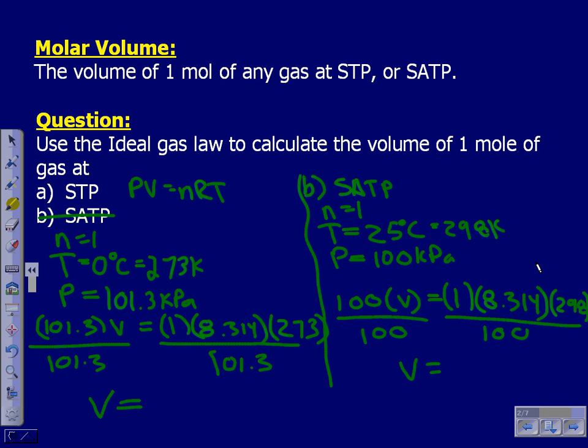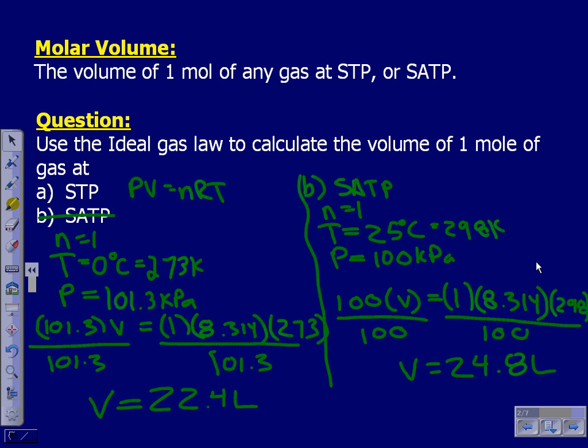Nick, which one are you giving me? STP? Yep. Very nice. I like that one. And the other one. Yeah, Nick, what do you got? I don't like 24.7. I'm hoping it would round to 24.8 because that's what it, yes, all right. 24.8 liters. All right, what does that mean?